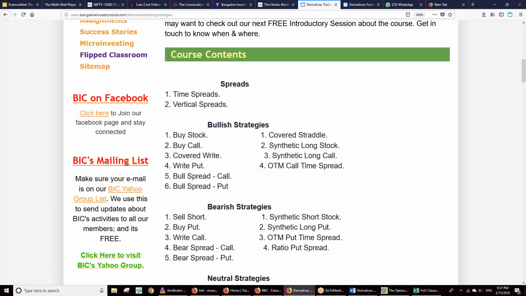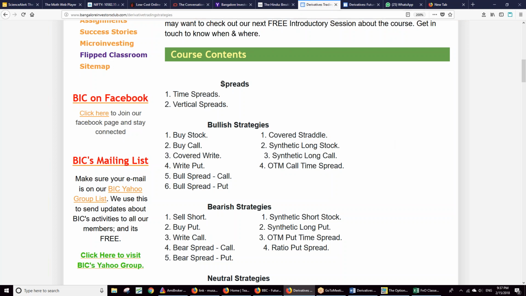So let's look at what we're going to really focus on. On the strategies page of the website, BangaloreinvestorsClub.com, you have a basic idea, or it's not a comprehensive list, but a pretty good list of what you can expect in the course going forward.